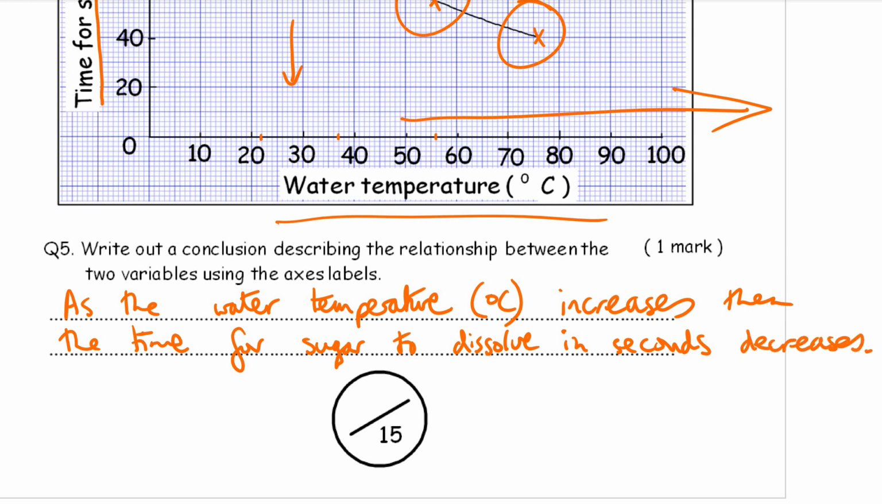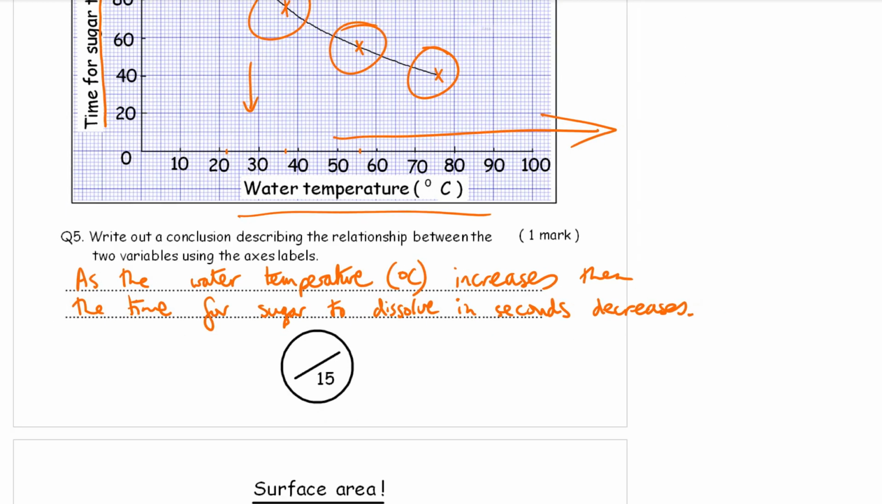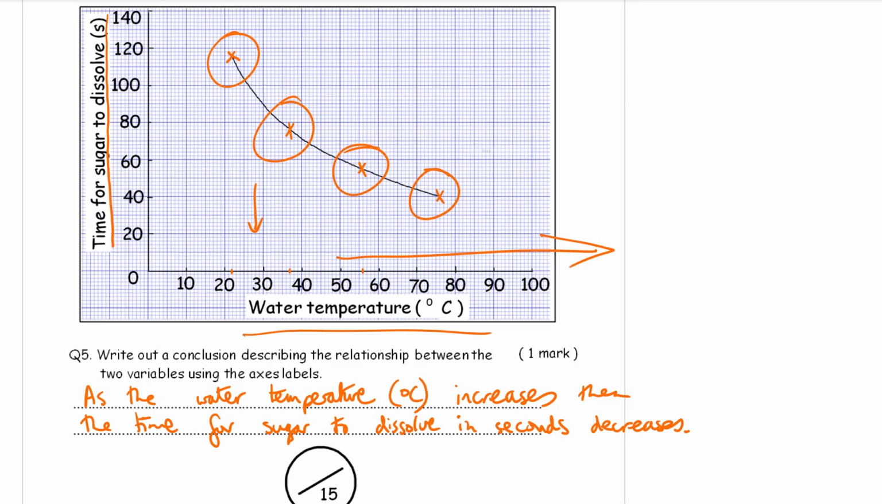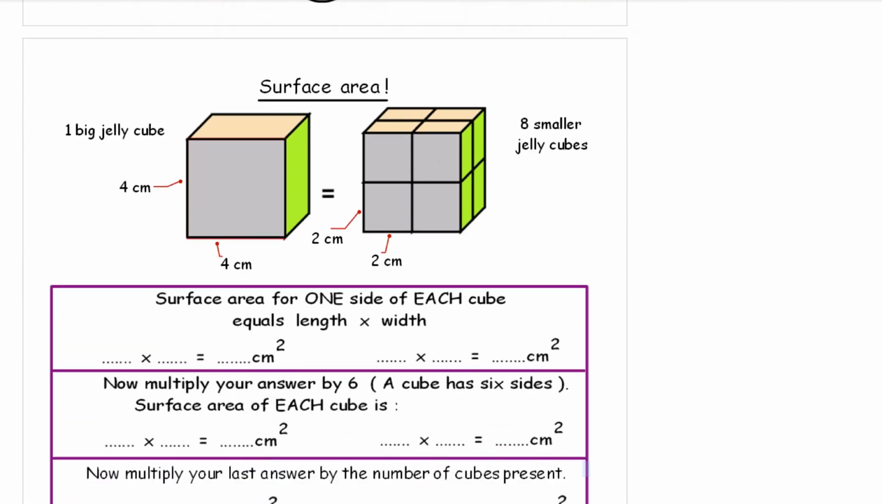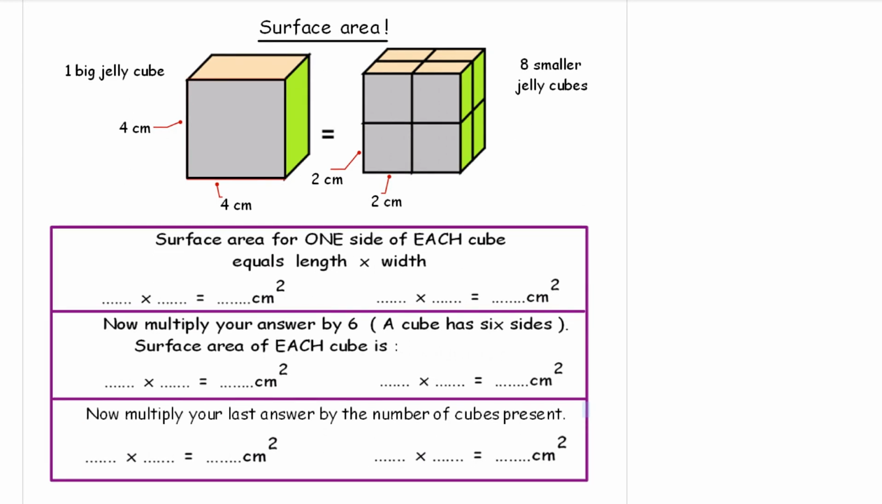I'm going to read it. As the water temperature increases, it goes that way. Then the time for the sugar to dissolve in seconds goes downwards. Yeah, that's right. Okay. Now, the final one today is all about surface area.